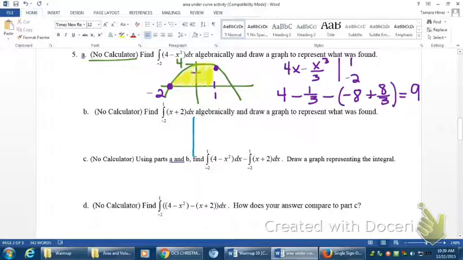Alright, on B. I'm going to graph x plus 2. If I plug in -2, I get 0. If I plug in 1, I get 3. So this particular problem is asking me to find the area of that little triangle. I'm going to leave this for you to work out algebraically. Find the antiderivative, plug in the -2 and 1, and solve.